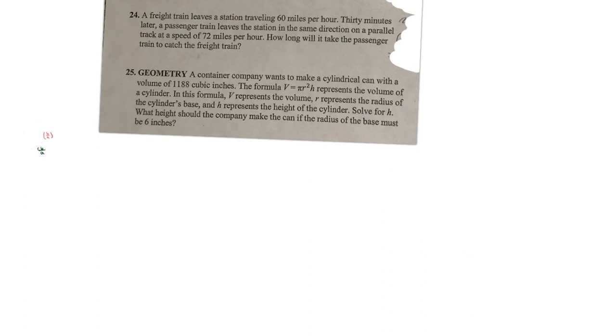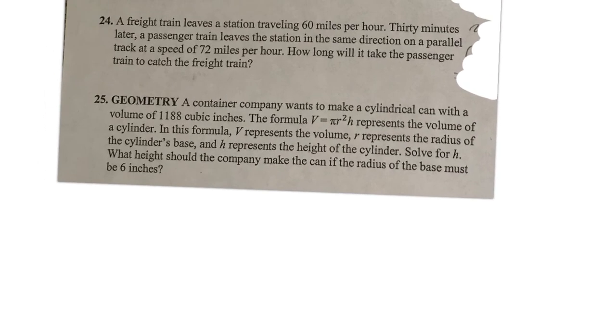So looking at this last problem here, we are looking at geometry. A container company wants to make a cylindrical can with a volume of blah. The formula represents the volume of a cylinder. In this formula, V represents volume, R represents the radius of the cylinder's base, and H represents the height of the cylinder. Solve for H. What height should the company make the can if the radius of the base must be 6?